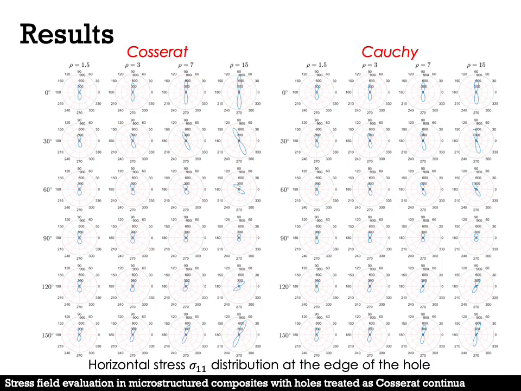In this slide, the distribution of sigma 11 at the edge of the hole also has a direction effect, and it is more evident for high rho. The location and the magnitude of the peak stress also change with beta for both models. Such an effect is less evident in the Cauchy continuum than the Cosserat continuum, and also less evident for the shorter block.